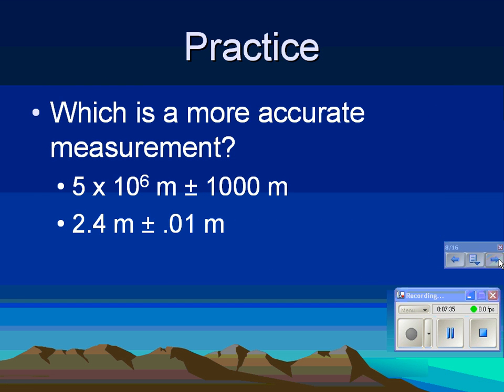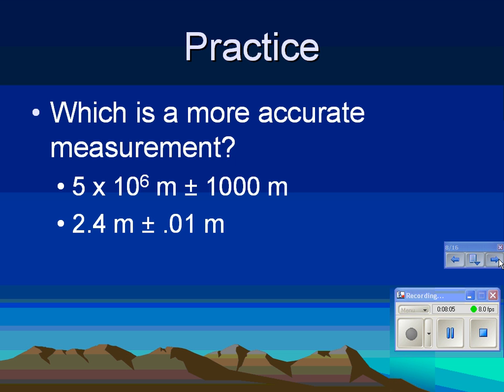So how about this one? Here are two measurements. 5 times 10 to the 6 plus or minus 1,000 meters. 2.4 plus or minus 1/10 of a meter. Which is a better measurement? Which do you feel more confident about? Which do you think is more precise? Top one. Okay, so some are saying the top, some are saying the bottom. Because the plus or minus is a smaller range. Okay, because the absolute uncertainty is smaller.